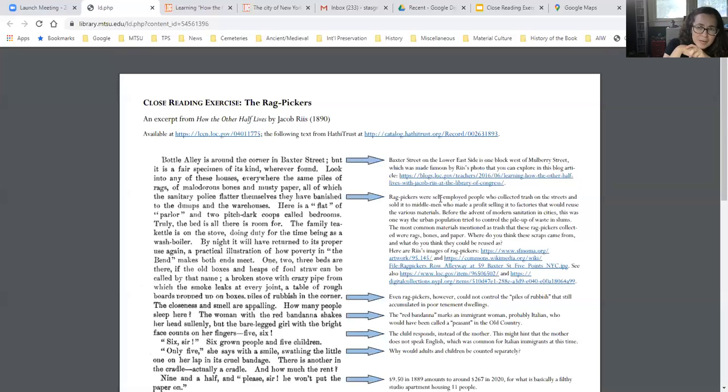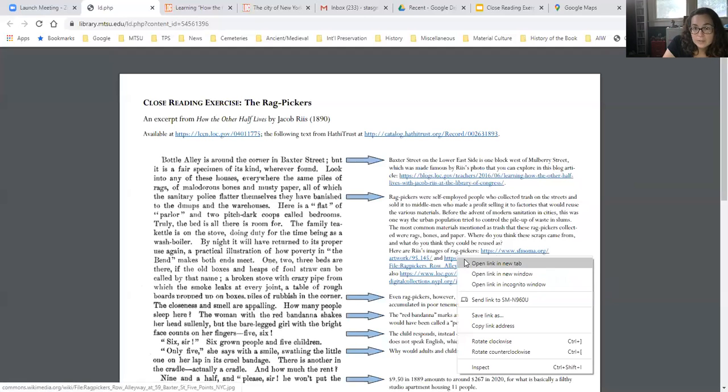Where do you think these scraps came from? And what do you think they could be reused as? The note then goes on to include 4 separate images of rag pickers, the first 2 of which were taken by Riis himself to accompany this part of the text in his book. So I'm just going to show you one of those right now.